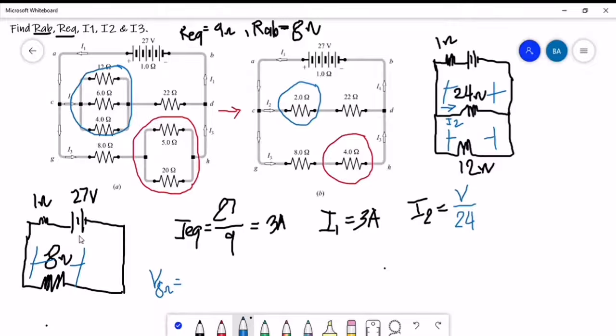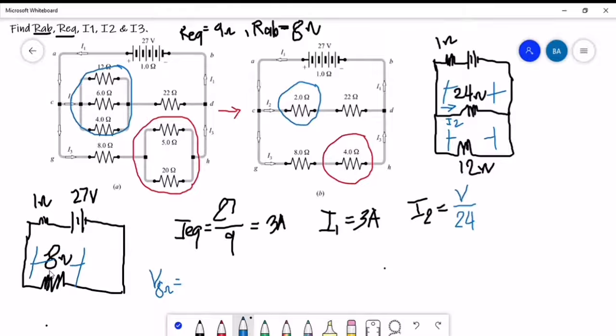A while ago, we already calculated the total current, which is equal to 3 amperes, which is also the same current that will flow in the 1 ohm, and also the same current that will flow in our I sub 1, based on the designated direction of the given current, and also the same current that will flow in our 8 ohms.